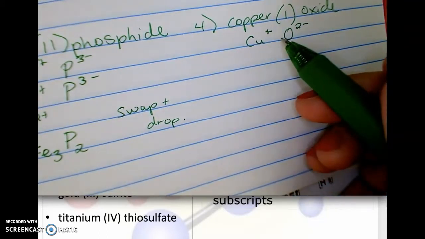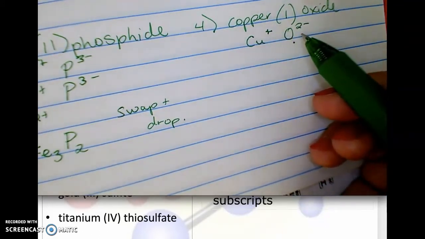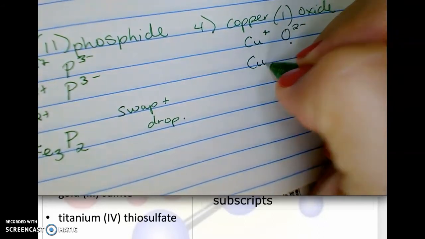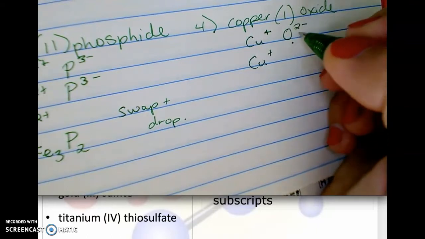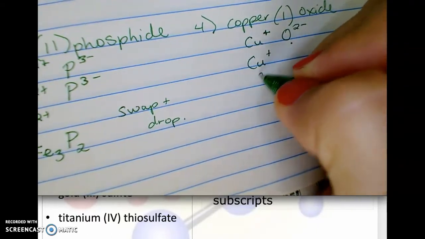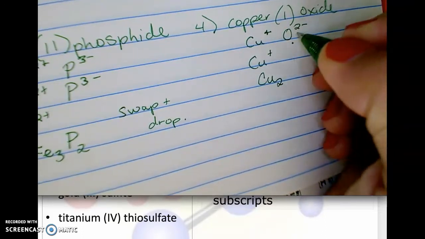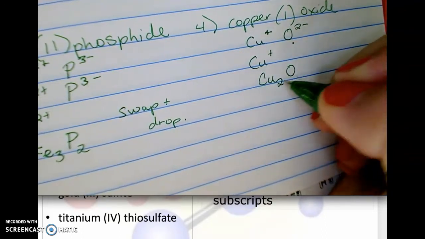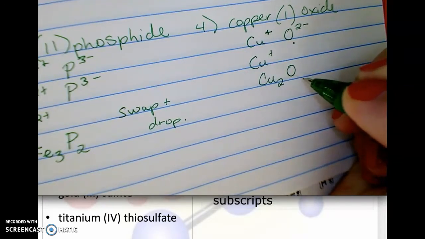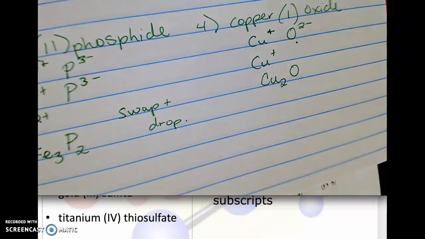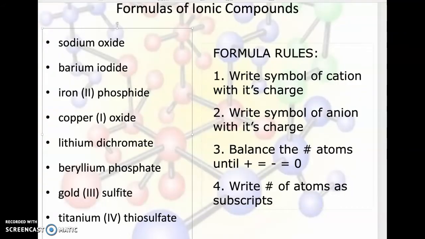So copper can only give away 1 electron. Oxygen needs to take 2, so it's going to need to bring a friend to give another electron. How many atoms of copper are we using for this compound? 2. How many oxygens? Only 1. So this is how you spell copper oxide in science language. Okay, let's do 5 and 6. Lithium dichromate. And beryllium phosphate.